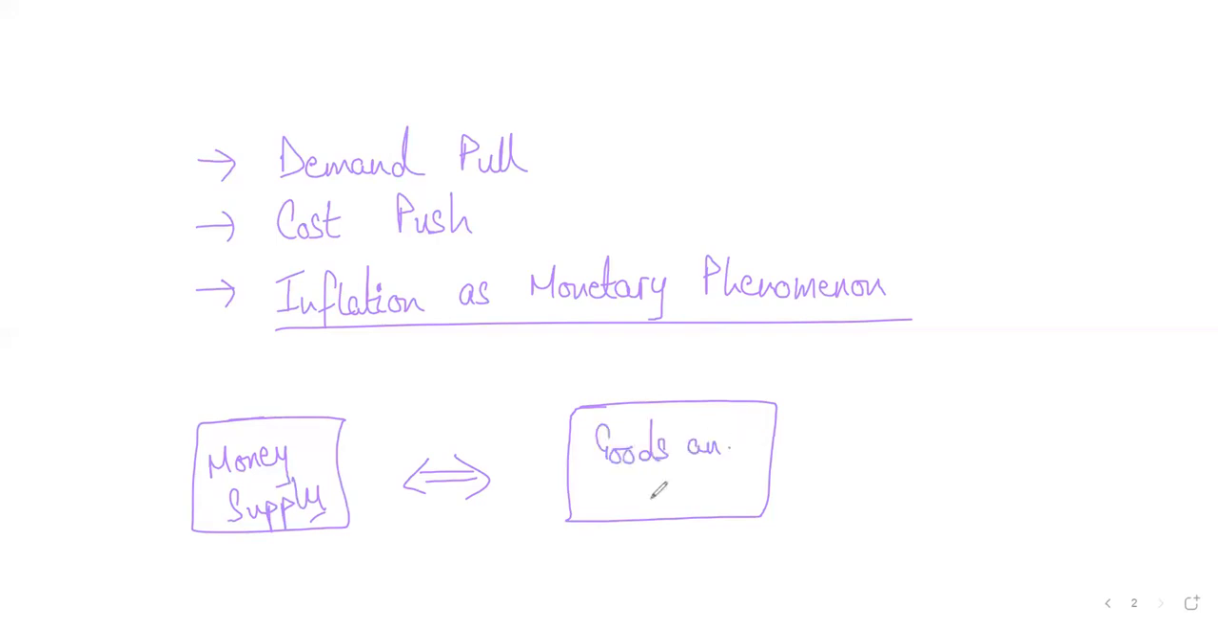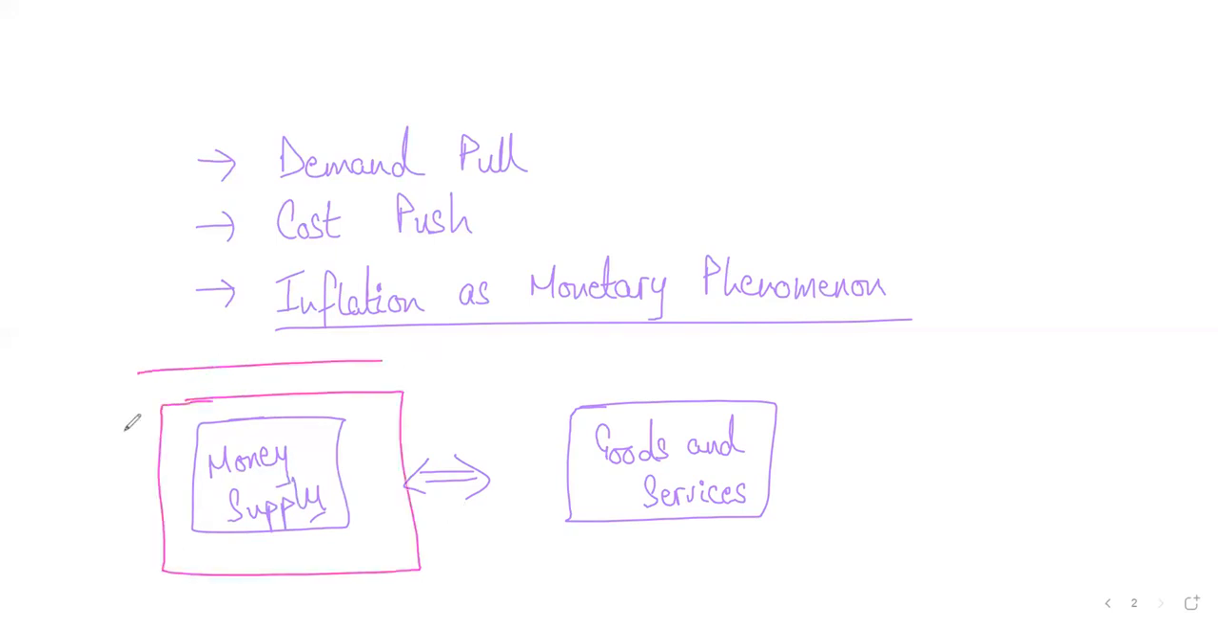So if the size of the right box, this is the right box, is relatively constant, but money supply is constantly increasing, so this box is becoming larger and larger, and goods and services are the same quantity, then this means that more money will be chasing fewer goods. Students, are you following me? More money will be chasing fewer goods, right?